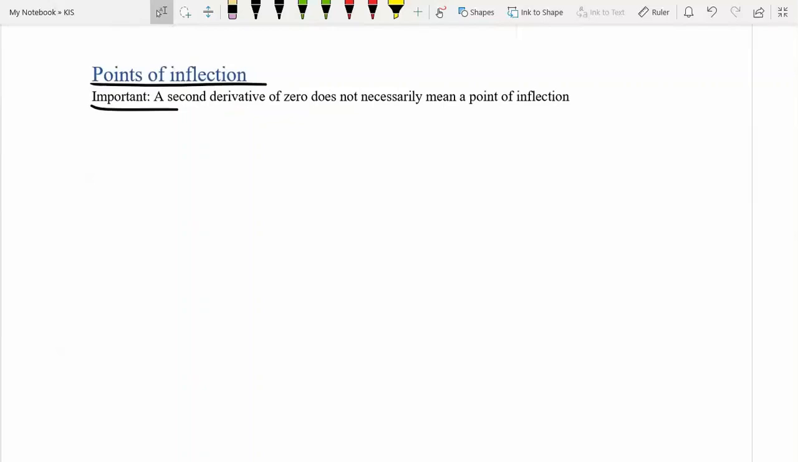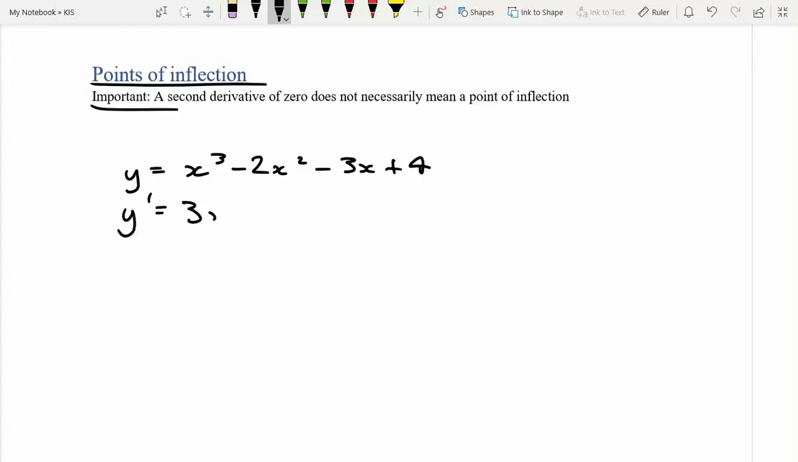The function that we're going to be using here today is y is equal to x to the 3 minus 2x squared minus 3x plus 4. Okay, let's derive this once. y dash is equal to 3x squared minus 4x minus 3. And let's derive it again. y double dash is equal to 6x minus 4.